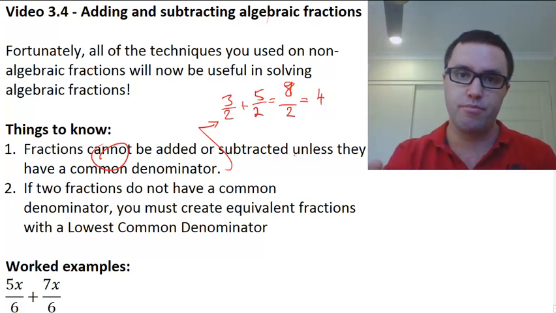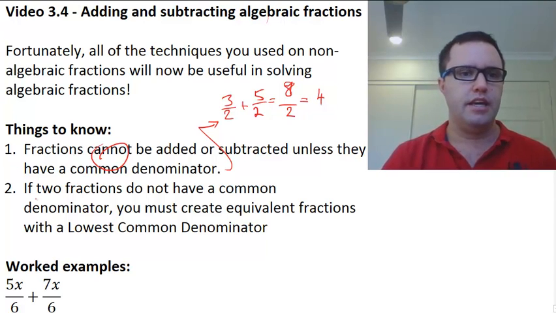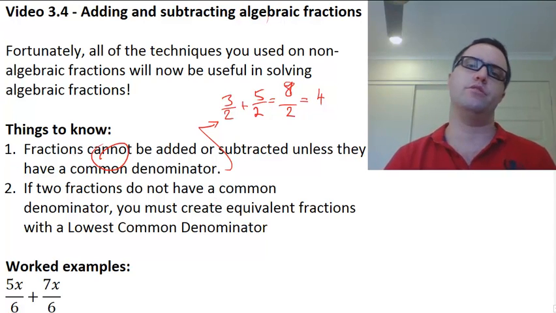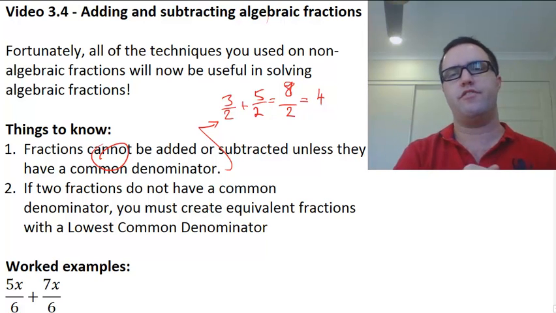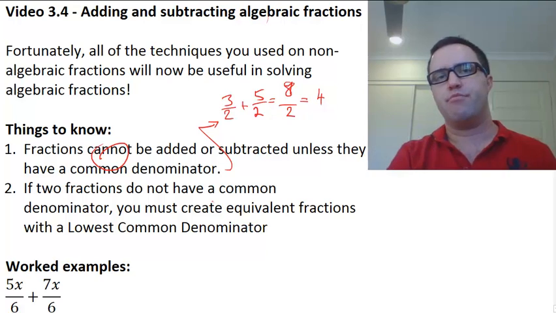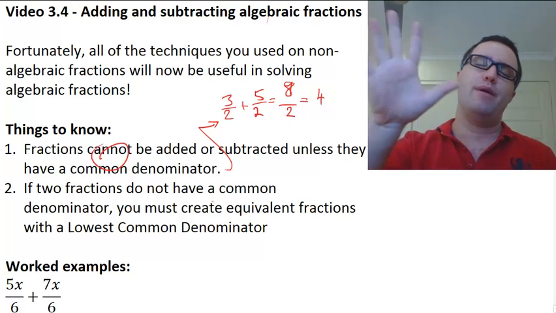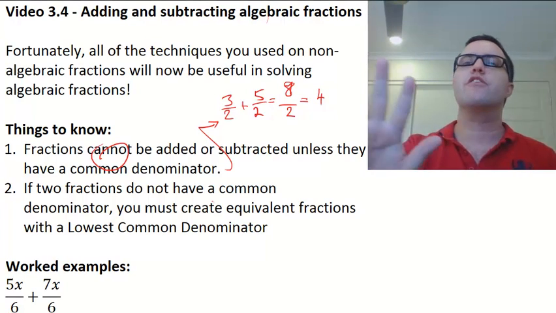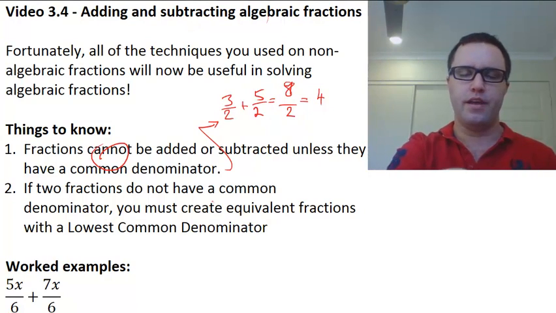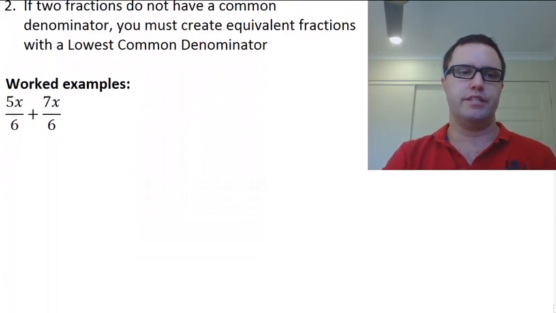Okay, very, very important. However, as we sort of see here, if two fractions do not have a common denominator, you must create equivalent fractions with the lowest common denominator. Okay. Now, hopefully you've had plenty of practice with that with regular fractions before, and we're just going to integrate it in with our algebraic fractions, rather than cover it again separately. So let's move on to a couple of worked examples.